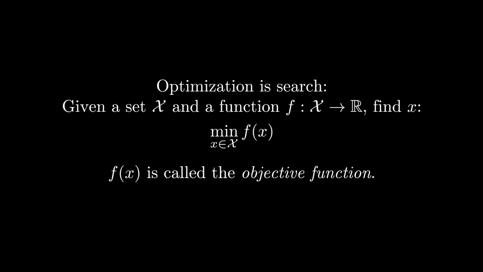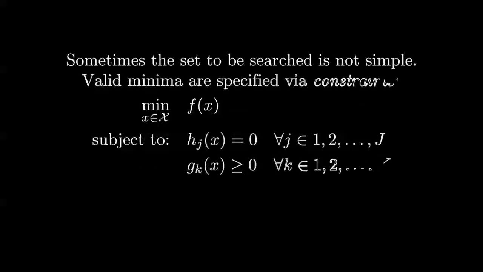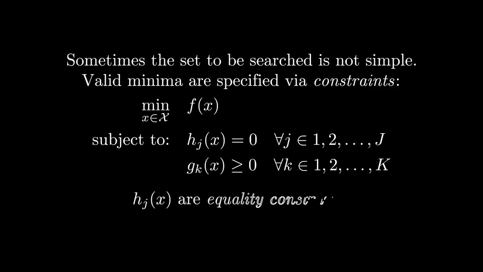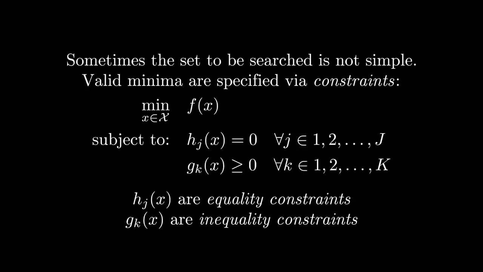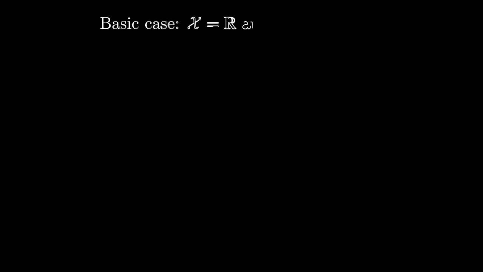What I'm writing here is called an unconstrained optimization problem, and this is in contrast to a constrained optimization problem. Constraints come into play when the space to be searched is not necessarily defined in a simple way. Instead, we specify the set implicitly through a set of equality or inequality constraints. These constraints are typically expressed as functions of x. Here I'm denoting them as h and g. I'm going to save constrained optimization problems for another video though.